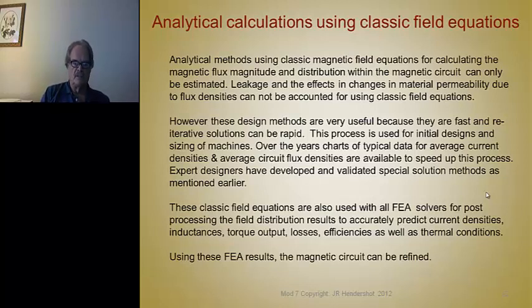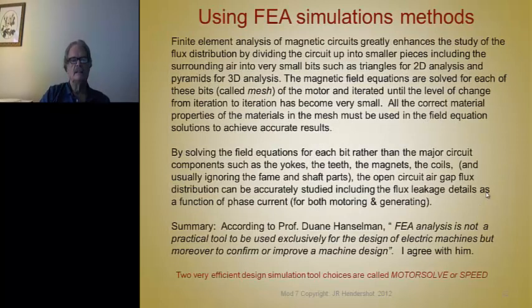Then, of course, it goes without saying that for thermal simulations, classical methods have been used for years for predicting the temperature rise in a machine using lumped parameter equations, but a 3D thermal solver gives much more accurate results. And the FEA is used then to refine the design and look at unusual circumstances.